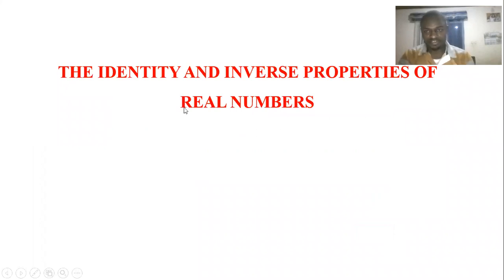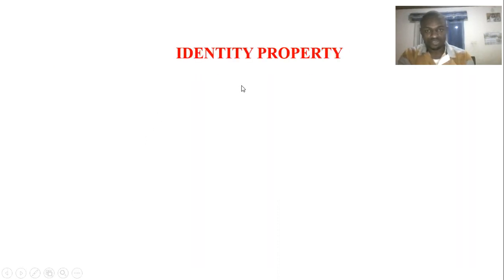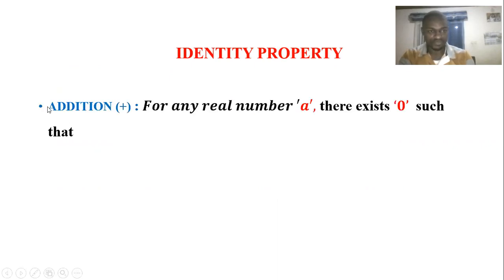The identity and inverse properties of real numbers. Before we go into the lesson proper, we need to first of all understand what the identity and inverse properties mean. The identity and inverse properties of real numbers are defined for two operations, namely the addition and the multiplication. For the identity property, first, we look at addition.